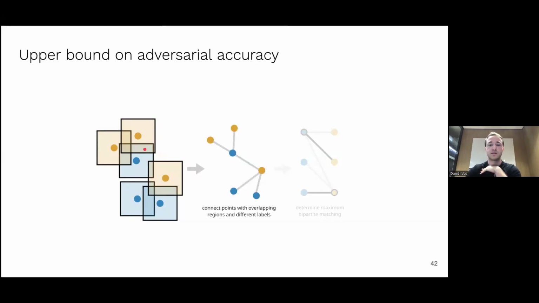So what we do is we create a graph, and then we find the maximum bipartite matching. The size of the matching is the minimum number of samples that we have to mispredict in order to be able to correctly predict all the other samples. And so this gives us an upper bound on the adversarial accuracy that any machine learning model could achieve on this data set.